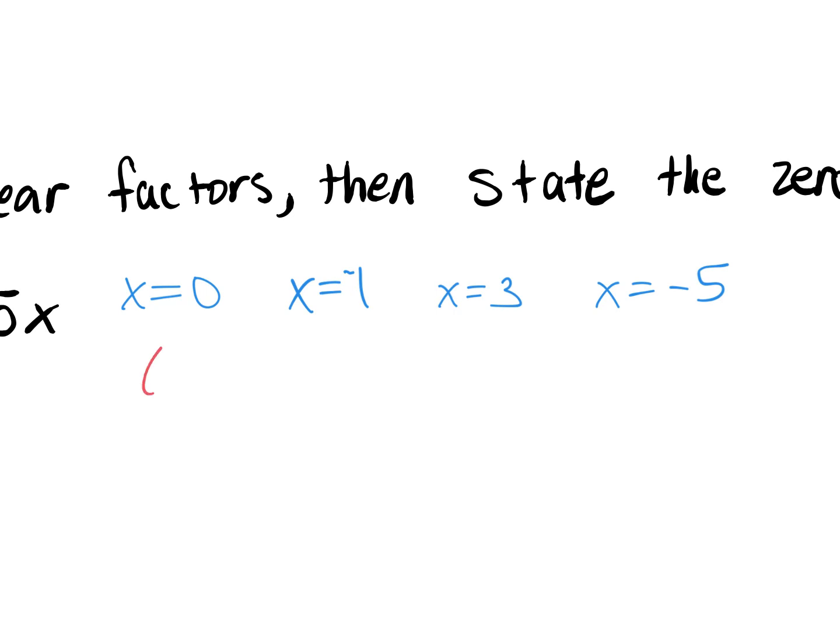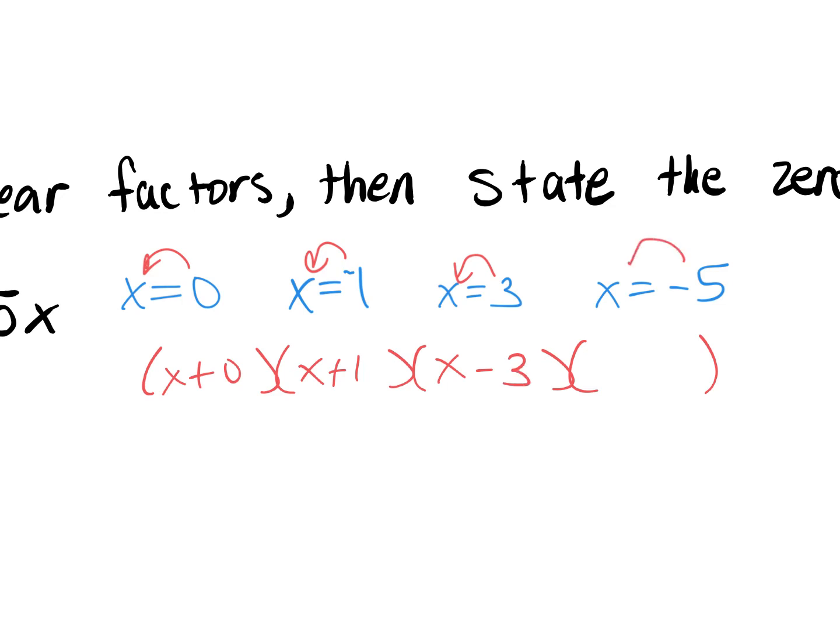What would my polynomial, what do my parentheses look like if I'm going to go backwards? If I move 0 over here, it's x plus or minus what? Okay. I move negative 1 over here, it becomes what? X plus 1. I move 3 over here, it becomes x minus 3. I move negative 5 over here, it becomes x plus 5. That is your complete factorization. It's all linear.